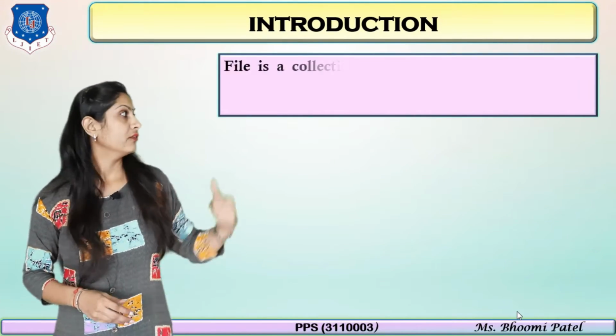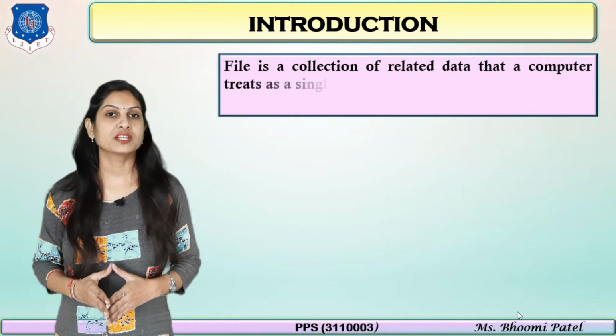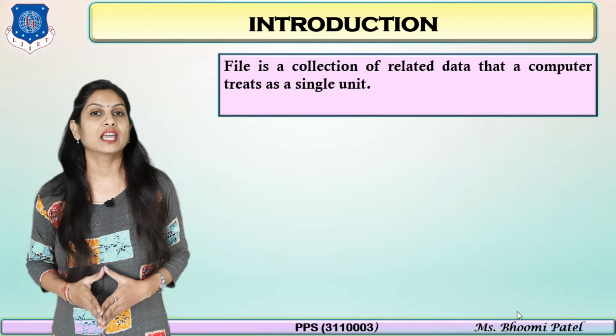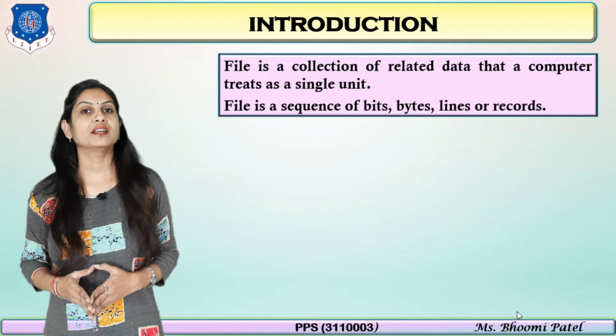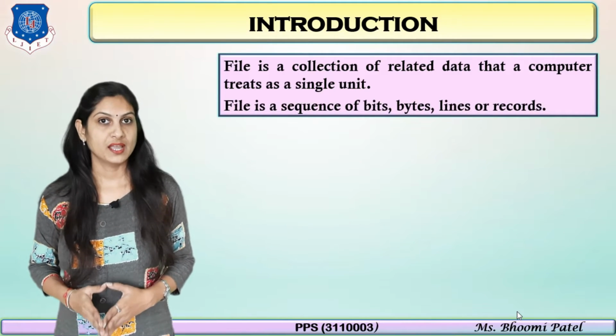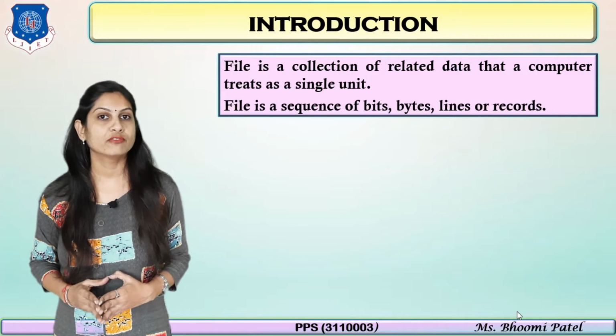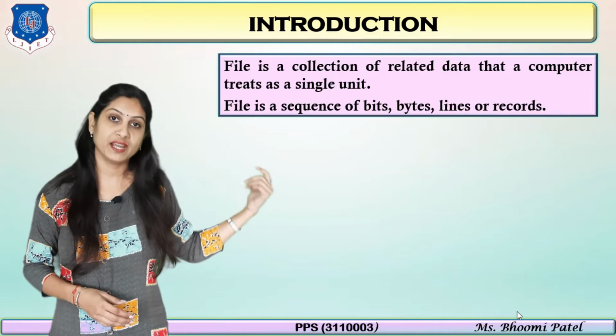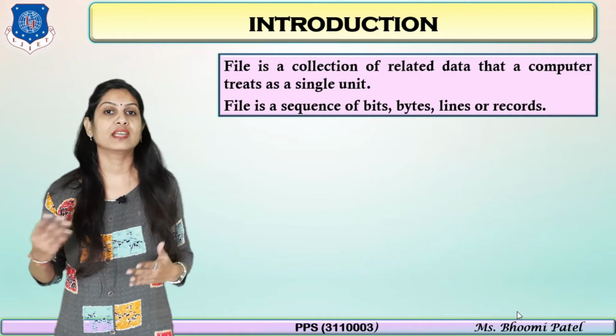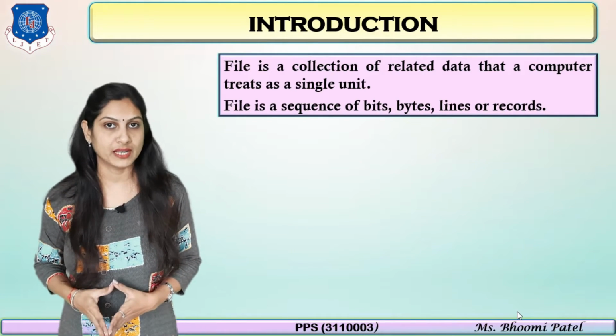Here we are writing just the definition: it is nothing but a collection of records, a collection of data that the computer treats as a single unit. As you are aware of the word file, it is nothing but what? It is a collection of bits, a collection of bytes, or we can say lines or records.